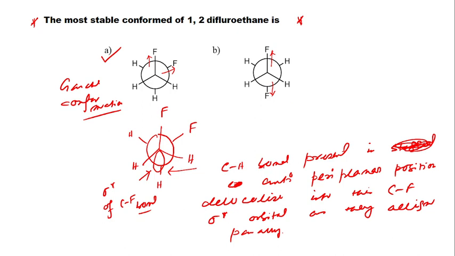And this particular effect, that is the delocalization of this sigma bonding electron into the sigma star of CF, is called the very important gauche effect. We have to be careful when the problem is given. We have to look at the substituent.